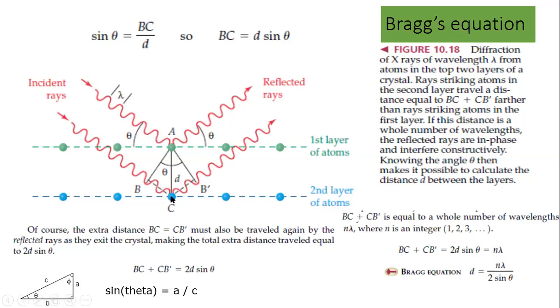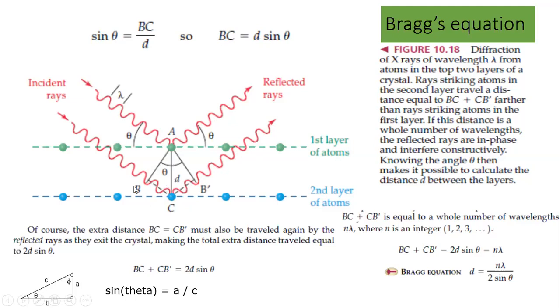So this will be the extra distance: the incident distance and the diffracted distance. After this, both rays are again in constructive interference. So this extra distance I am going to calculate. What is the extra distance? This extra distance will be equal to D multiplied by sine theta. So BC will be equal to D sine theta.